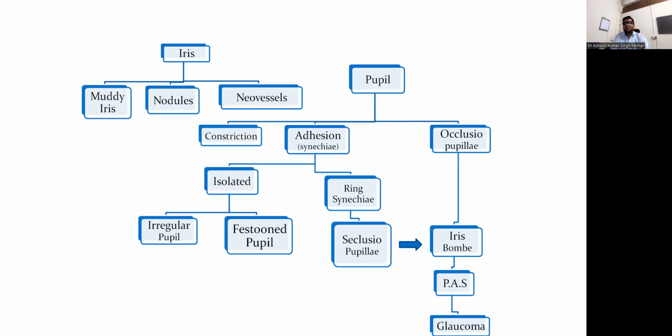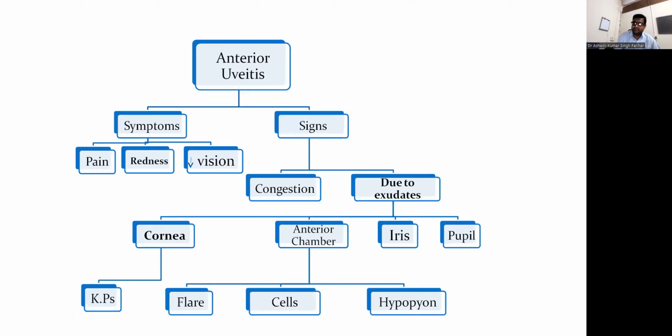The same condition comes when there are interrupted synechiae, and the patient will develop occlusio pupillae. Same thing, occlusio pupillae will obstruct the normal flow of aqueous from the posterior to the anterior chamber, and will lead to the formation of iris bombe, which will cause the formation of peripheral anterior synechiae and development of raised intraocular pressure. So these are the anterior uveitis findings which are seen.